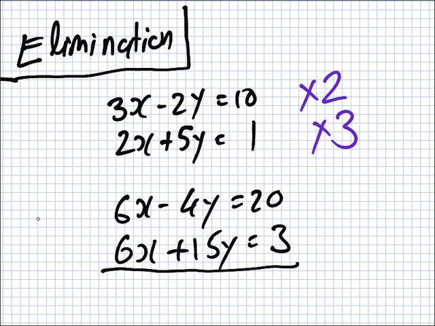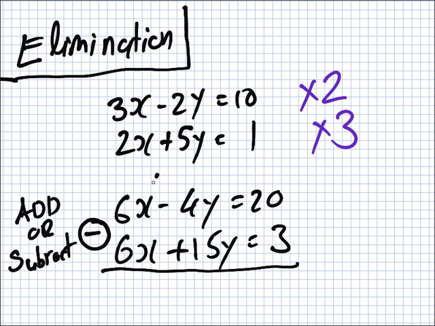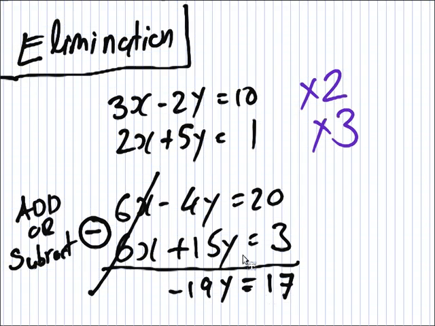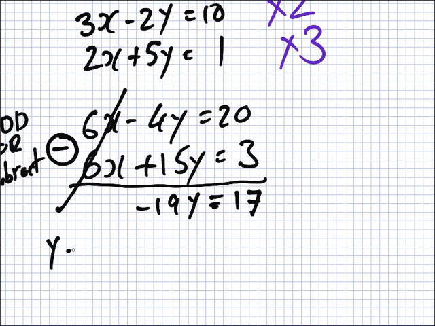Then what you do is you can add or subtract. What should I do here? Add or subtract? Subtract. 6x minus 6x is gone. Minus 4y minus 15y is minus 19y. 20 minus 3 is 17. So I have y equals minus 17 over 19.